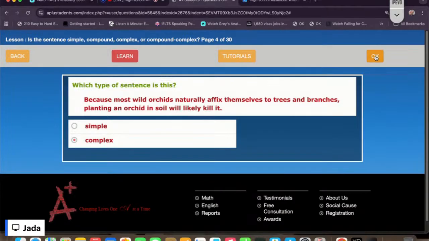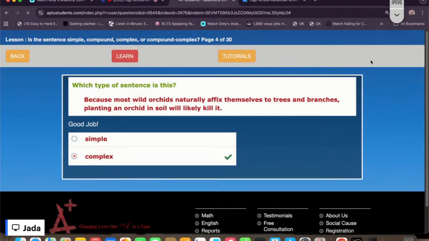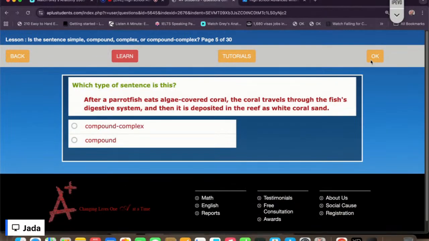So we have what's complex sentence here. Alright, so it starts with the subordinating conjunction. After a parrotfish eats algal covered coral, the coral travels through the fish's digestive system and then it deposits in the reef as white coral sand. First or second?